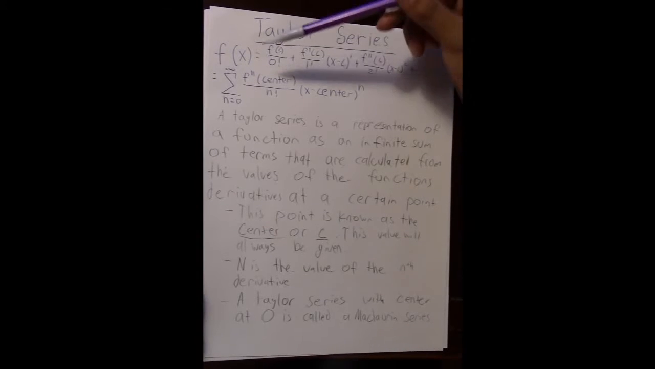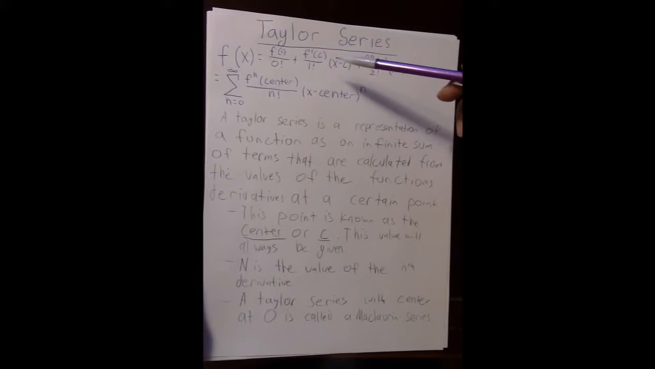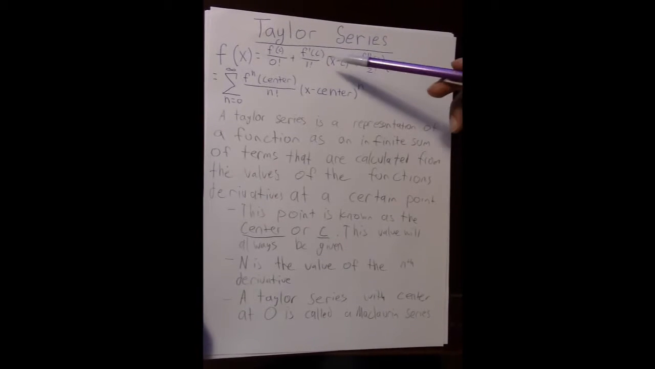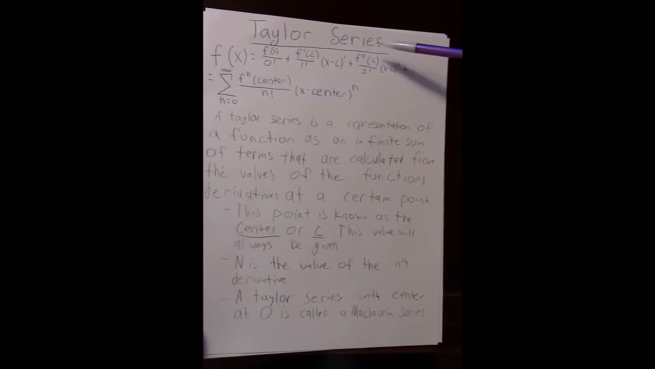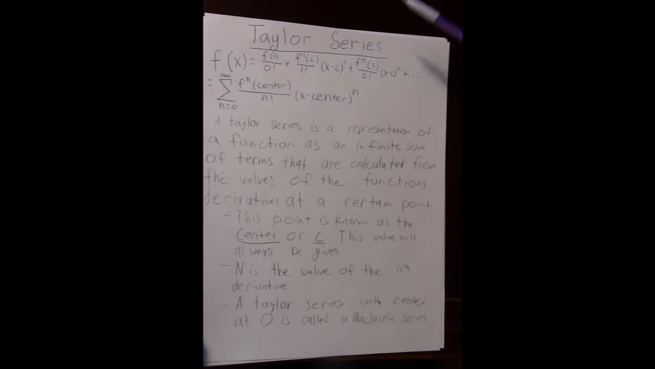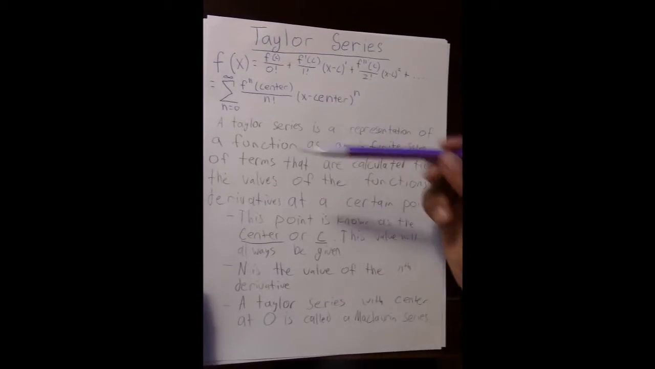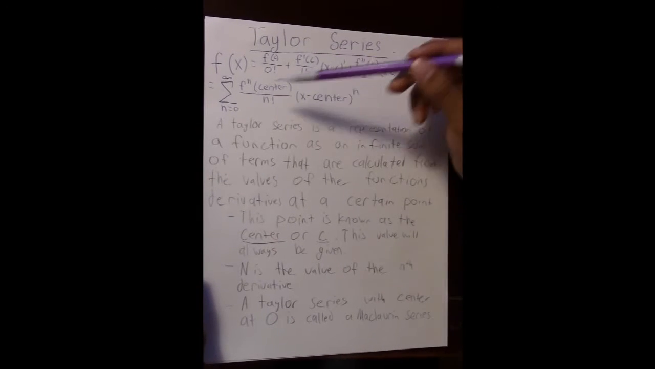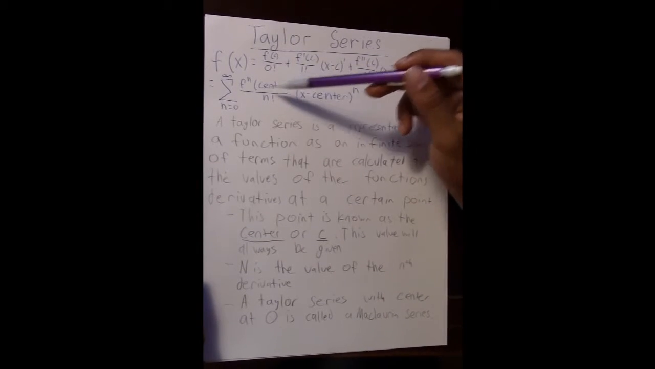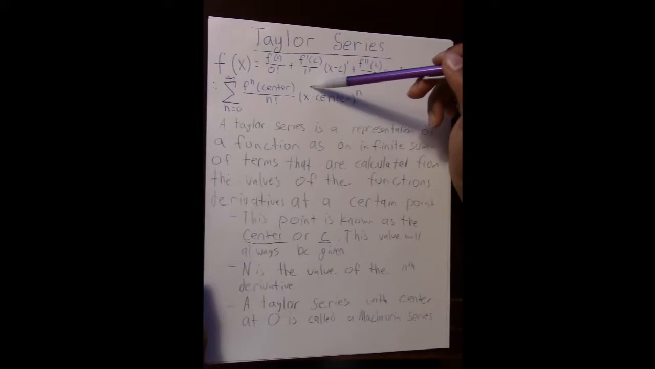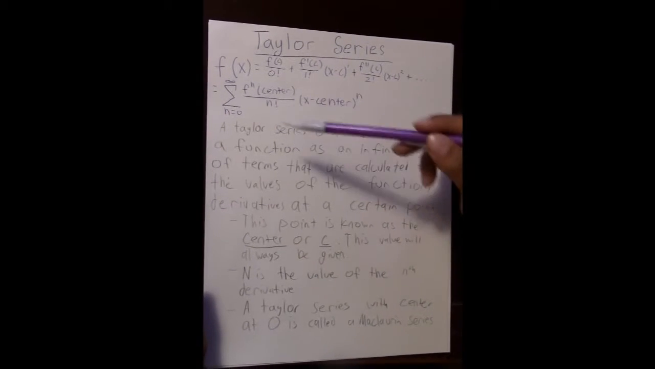For the function f of x, the formula for a Taylor series is f of c over 0 factorial plus f prime of c over 1 factorial times (x minus c) to the 1, plus f double prime of c over 2 factorial times (x minus c) squared, plus and so on. And this is given by the summation, and the general term is the nth derivative of f at the center over n factorial times (x minus the center) to the nth power, and the sum of that from n equals 0 to infinity.